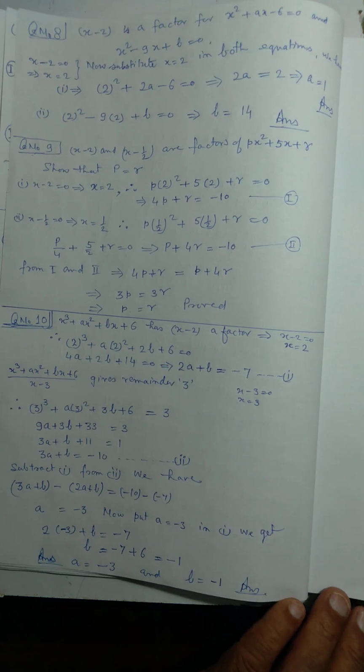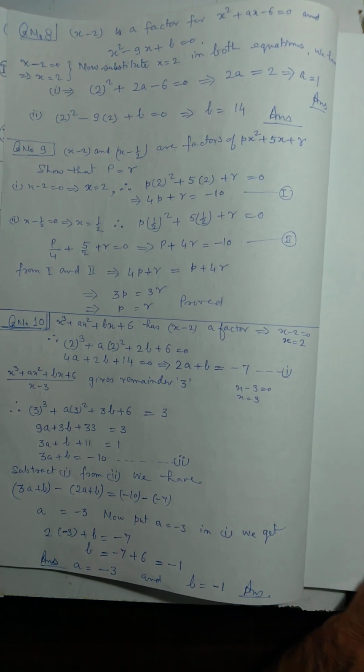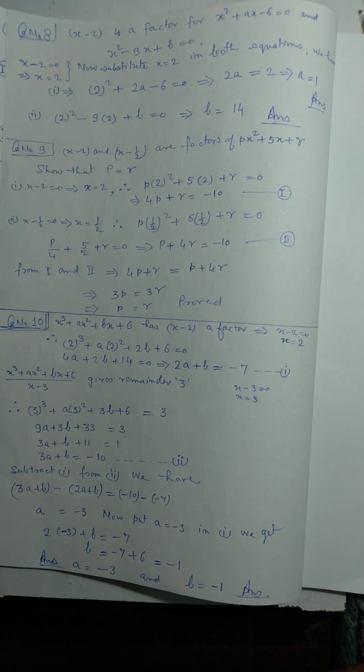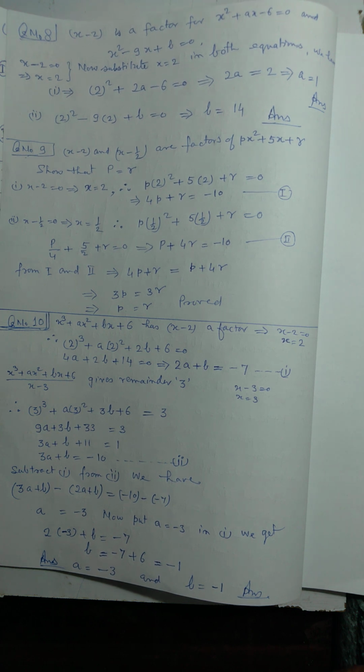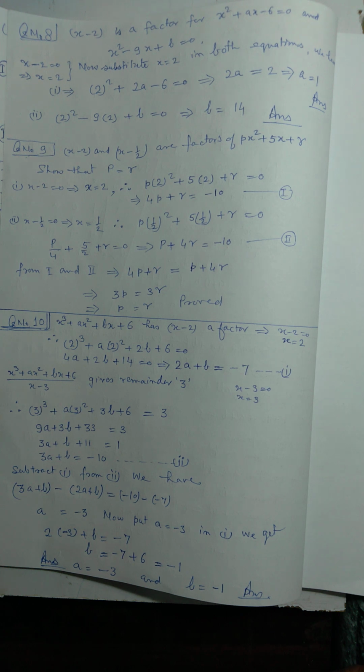Now question number 10. If x cube plus ax square plus bx plus 6 has x minus 2 as a factor and leaves a remainder 3 when divided by x minus 3, find the value of a and b. I read the question again. If x cube plus ax square plus bx plus 6 has x minus 2 as a factor and leaves a remainder 3 when divided by x minus 3, find the value of a and b.